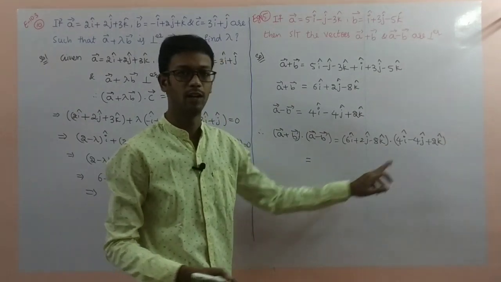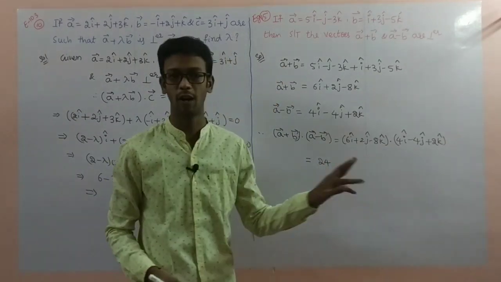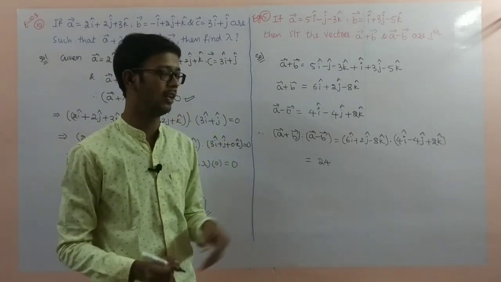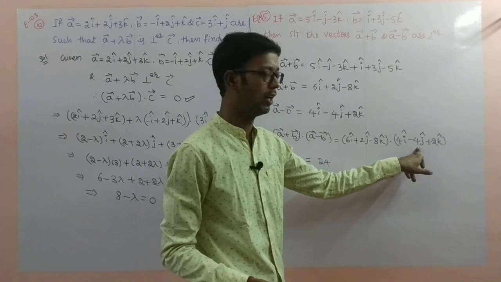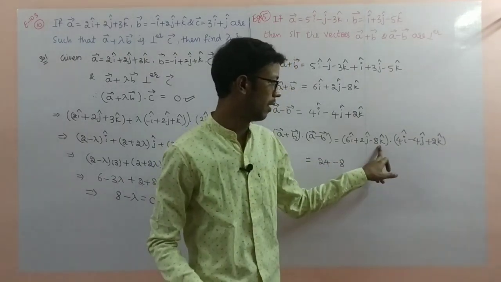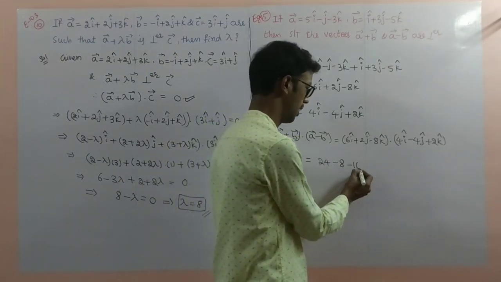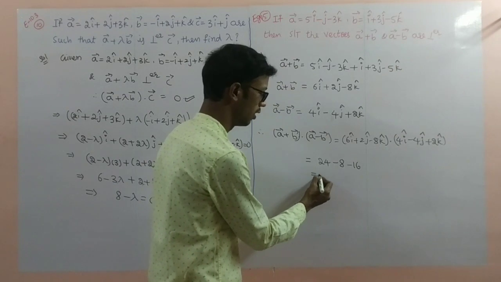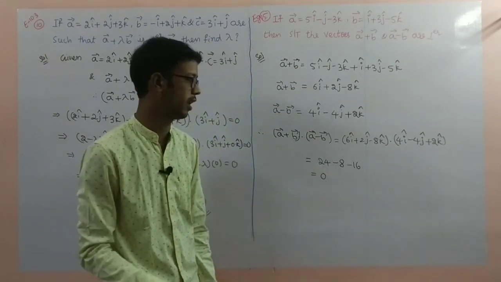6 4s are 24. Just dot product means I dot I is 1. Next, 2 into minus 4 is minus 8. 8 into 2, 8 2s are 16, minus 16. So this value should be 0. Minus 24 plus 24, 0.